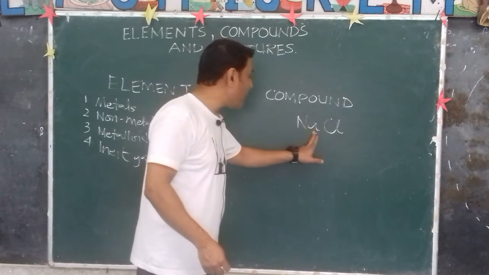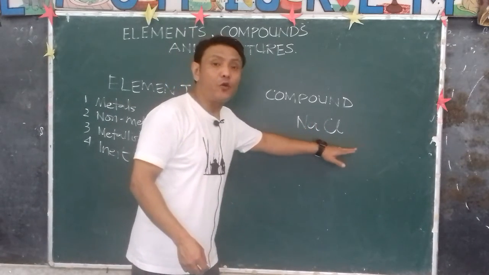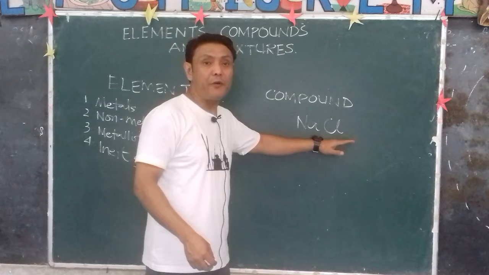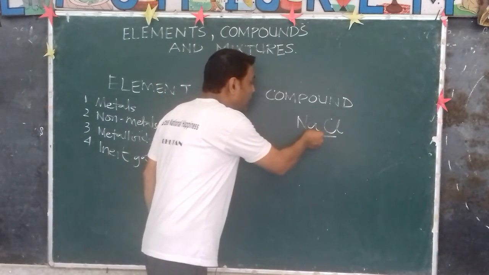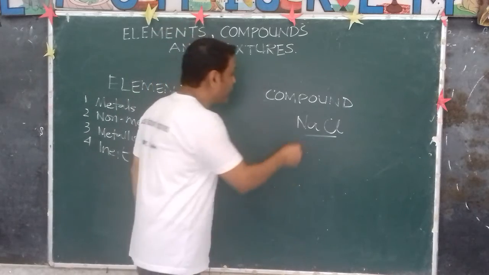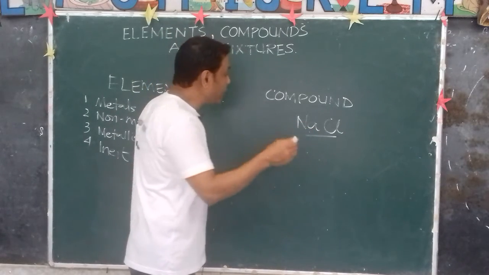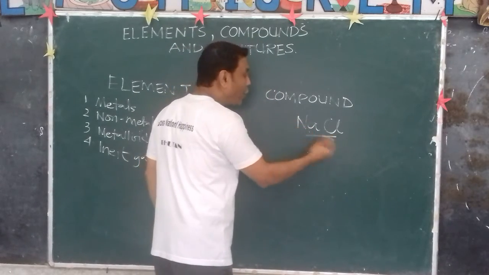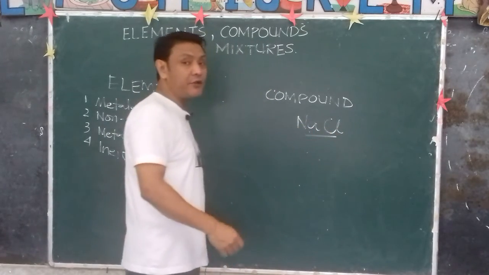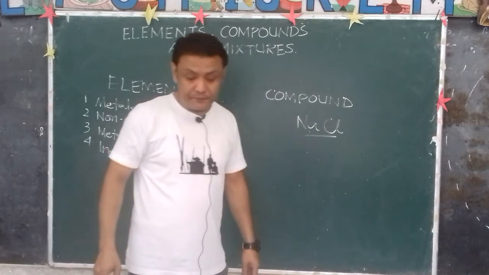But when these two combine to form sodium chloride, a totally new substance with totally new properties and composition is formed. So the compound will totally differ from its constituent elements. Sodium chloride is white and crystalline. It is totally different from sodium, and it is totally different from its other constituent element, chlorine.